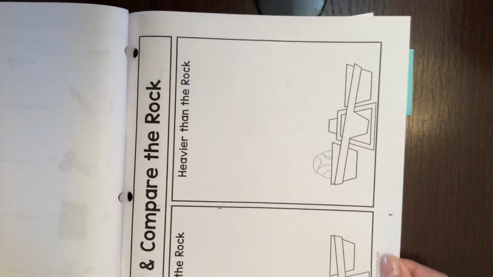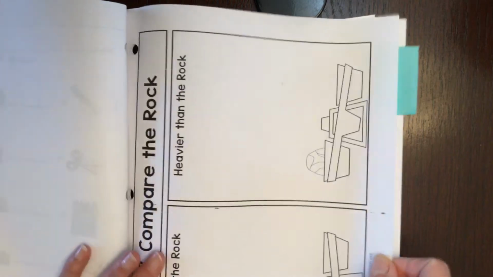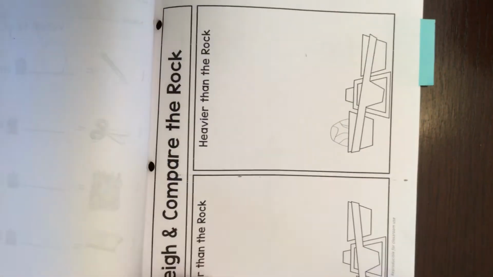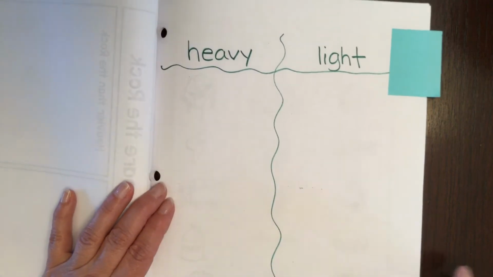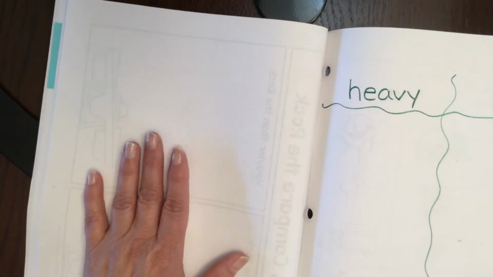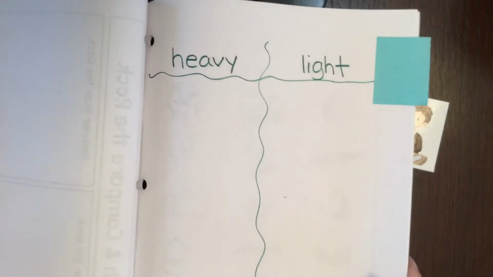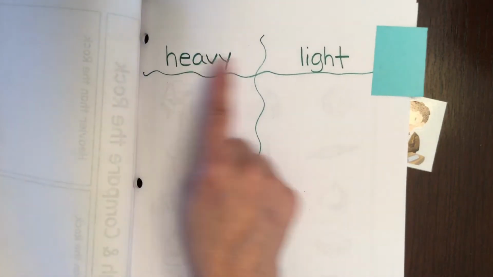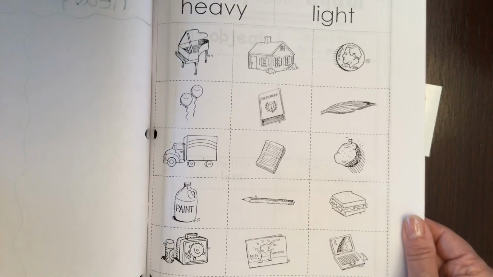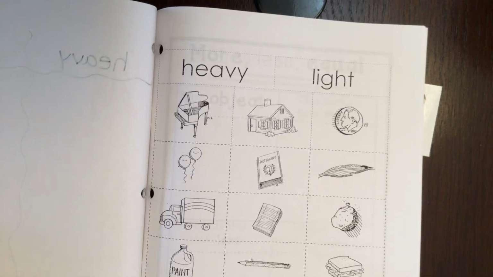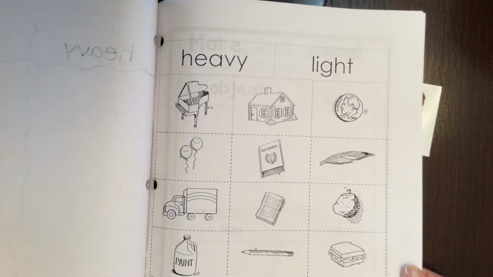It's right after your compare with rocks page, and there should be a blank page in your book. If there's not a blank page in your book, you can do your chart on the back side of this page. So you're going to make a chart like mine that says heavy and light, and the very next page has all these pictures to cut out and organize into what is heavy and what is light.